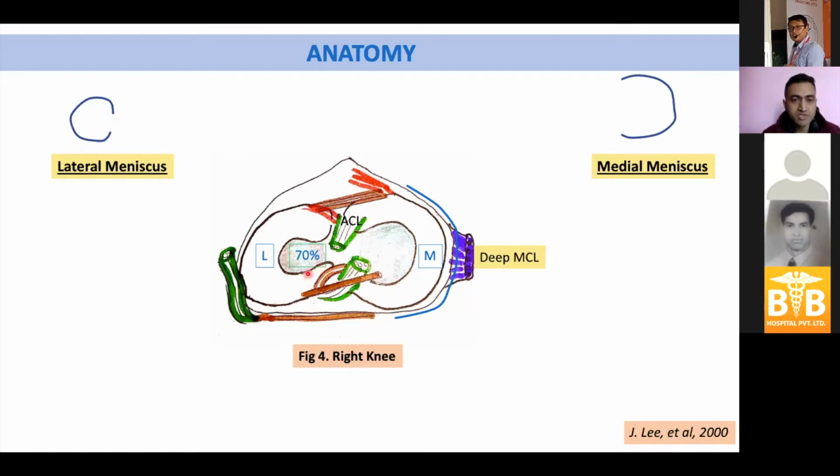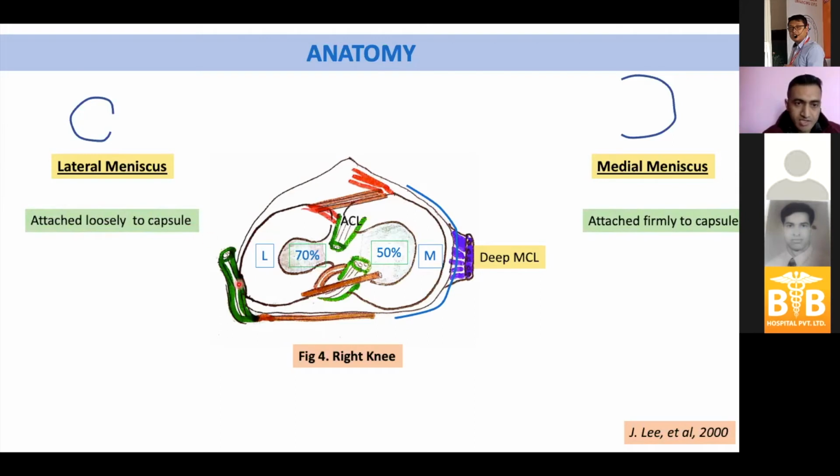So this is proportionately more than the medial meniscus, because the medial meniscus covers only 50% of the medial tibial condyle. But the medial tibial condyle is bigger as compared to the lateral tibial condyle. But still, proportionately, the coverage area of the lateral meniscus is more, that is 70%.